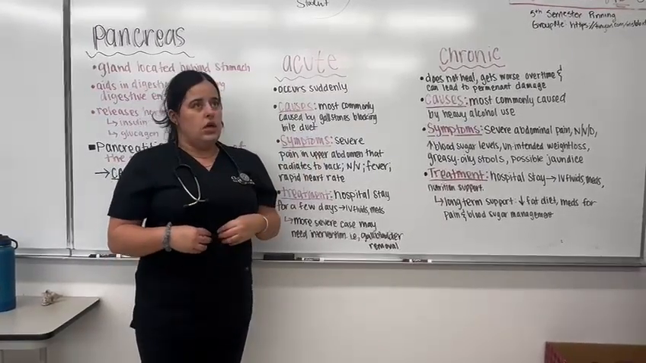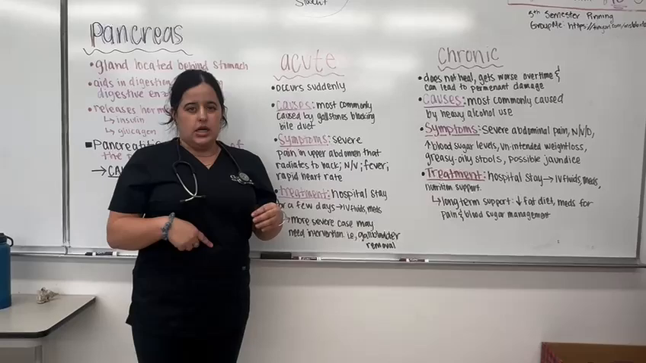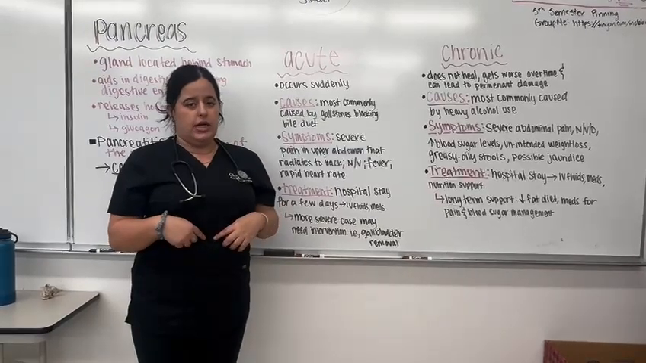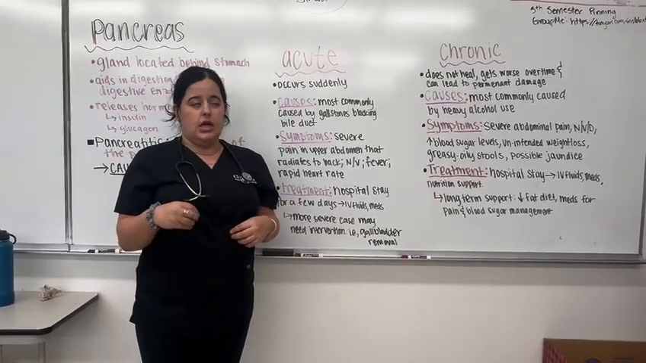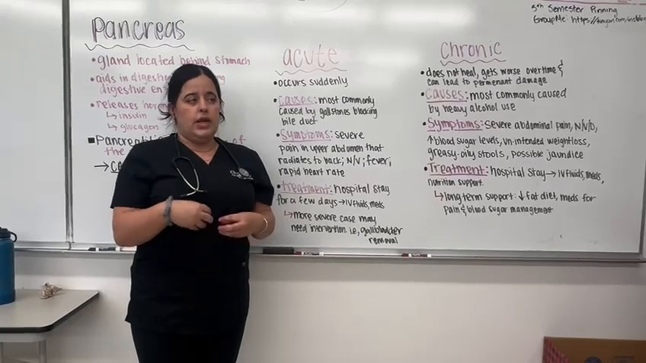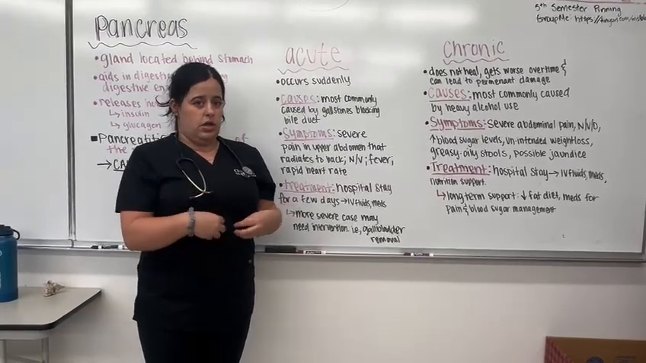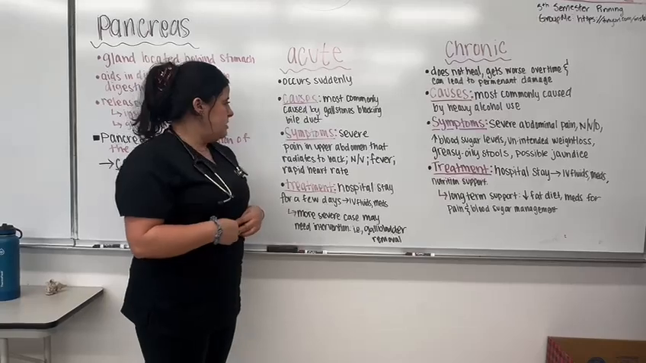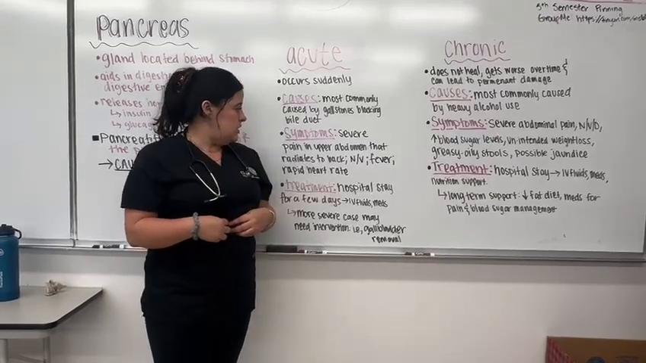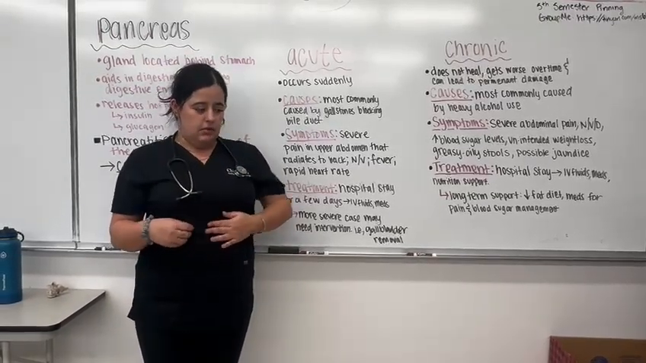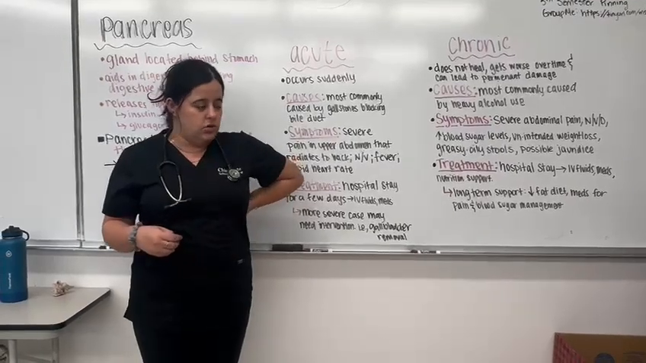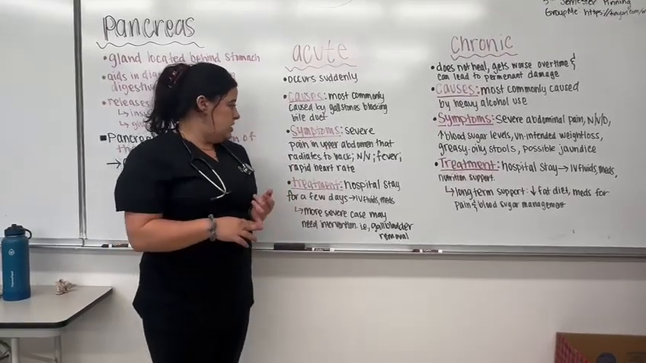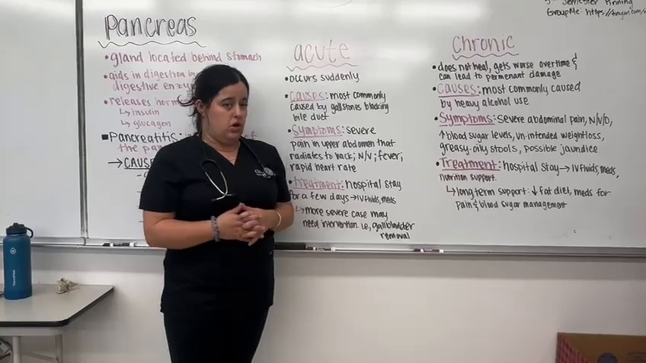And so kind of how that works is the bile duct and the pancreatic duct are very close together. And so if you get gallstones in one, it can essentially block the other one as well. Some symptoms of acute pancreatitis are severe pain in the upper abdomen, around this general area, that radiates towards the back. You also get some nausea and vomiting, a fever, and rapid heart rate.